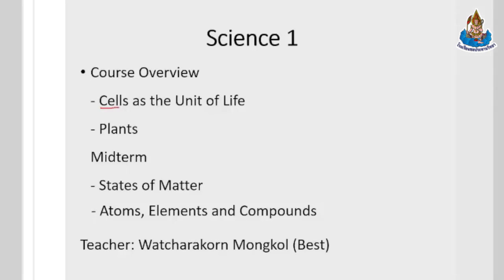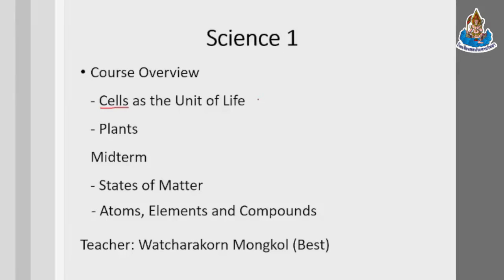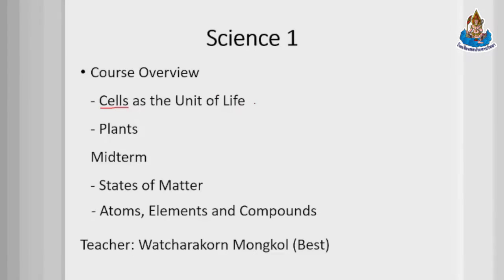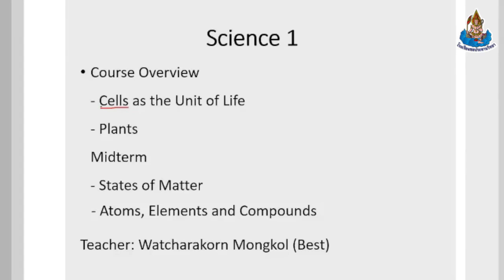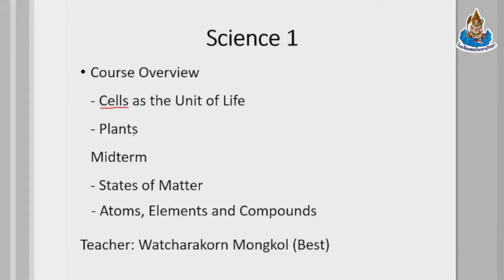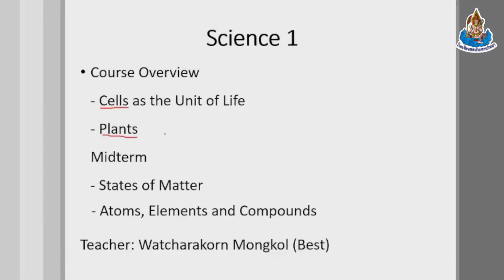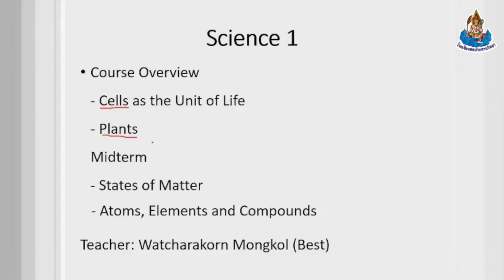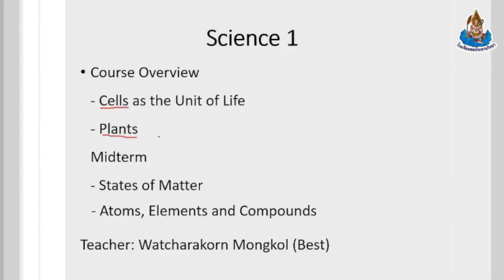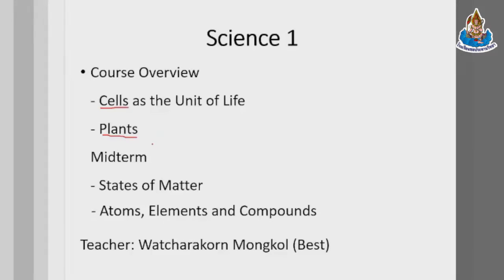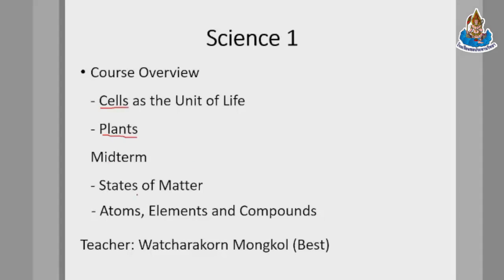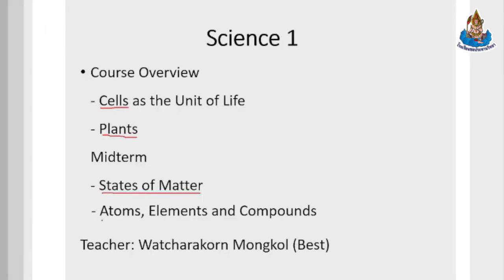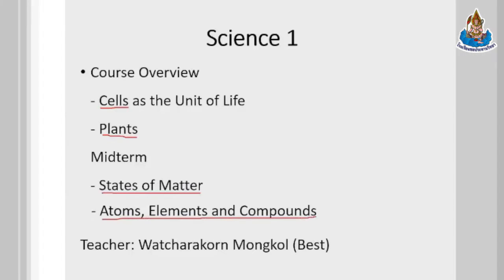The first topic is cells as the unit of life. We will learn about the basic unit of every organism. We call it cells. And next, we will learn about plants. How does a plant live? And what is the necessary structure of plants? Then we will have the midterm exam and we will learn the next 2 topics: states of matter, and atoms, elements, and compounds.